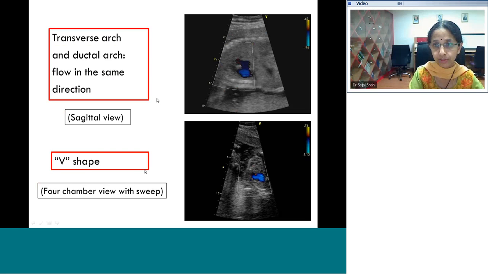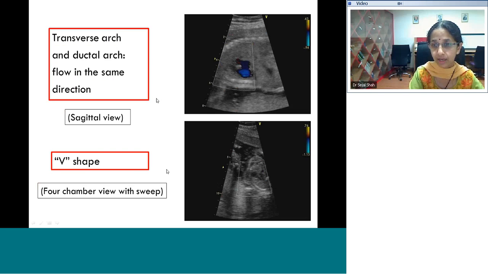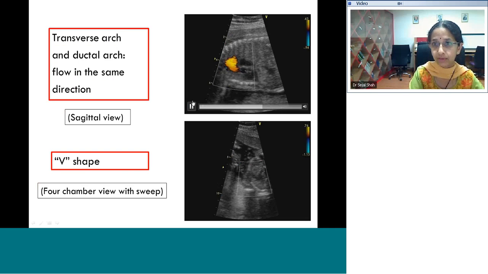The next two important structures are the aortic arch and the transverse arch, the aortic arch and the ductal arch. We can see here in the first view, we have opened up the outflows again in the axial sagittal cut, where we can see the aortic arch and the ductal arch, where the flow is in the same smooth direction. The aortic arch is a smaller structure, more curved, and the ductal arch is stouter. The ductal arch has more velocity than the aortic arch, but the flow is in the same direction. This is again an extension of the SVC-IVC view.